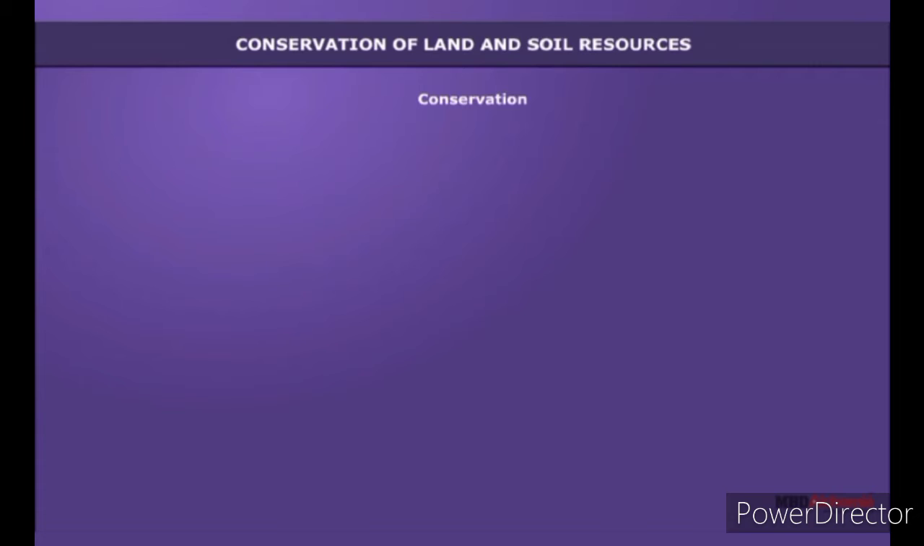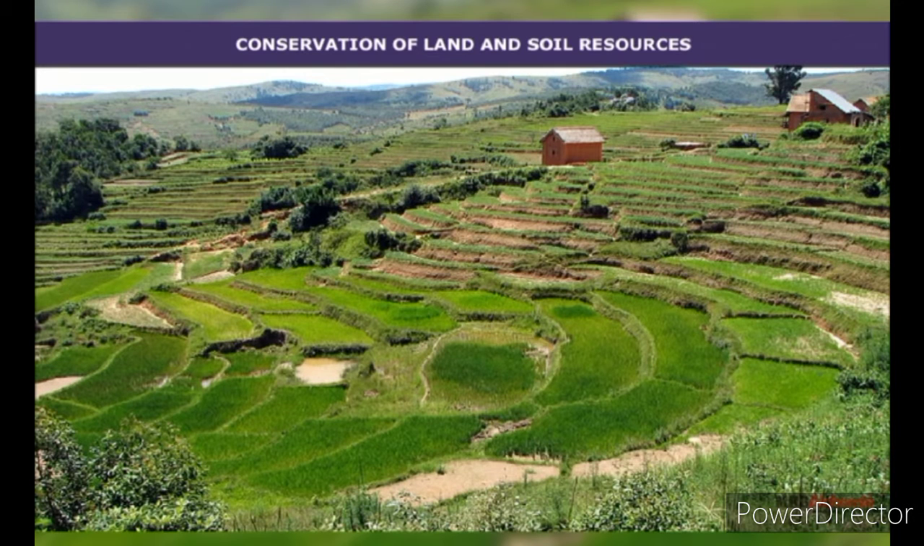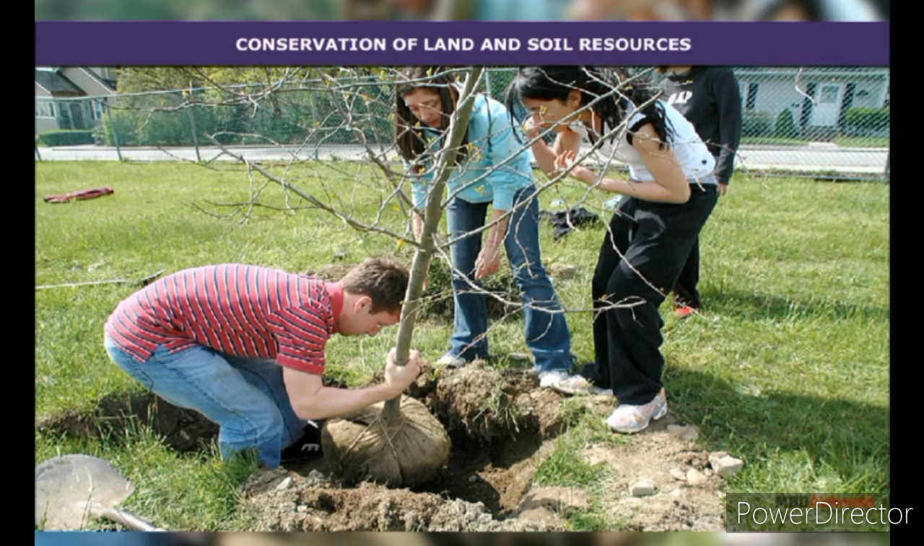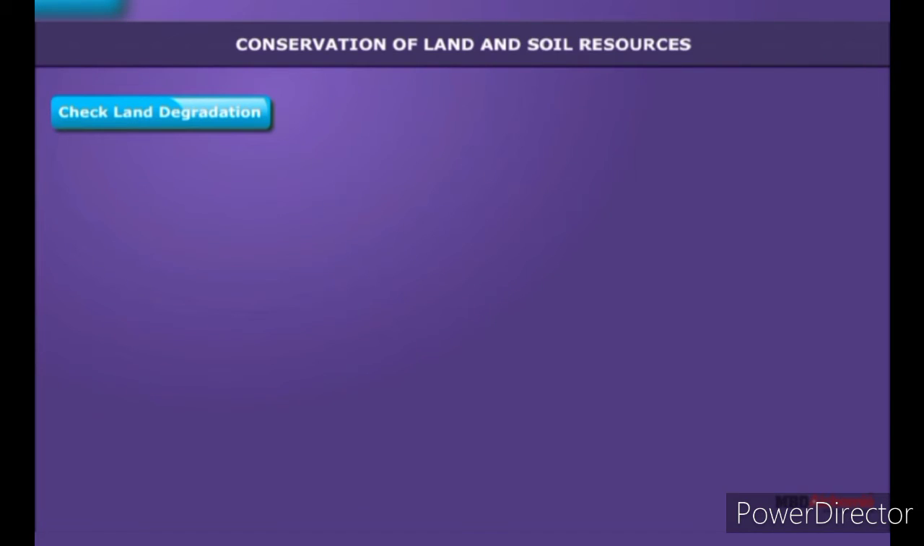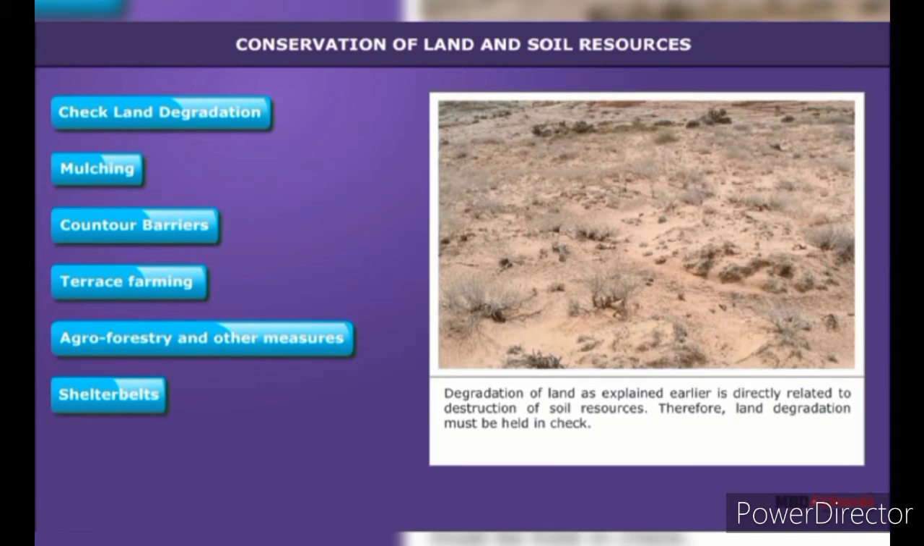Conservation of land and soil resources. It means protection, preservation, and efficient utilization of resources. Conservation, on the other hand, is a human practice and has to be promoted rather than allowed to run on its own. Some methods of soil conservation are checking land degradation, mulching, contour barriers, terrace farming, agroforestry and other measures, and shelter belts.